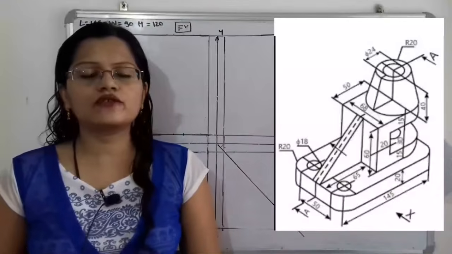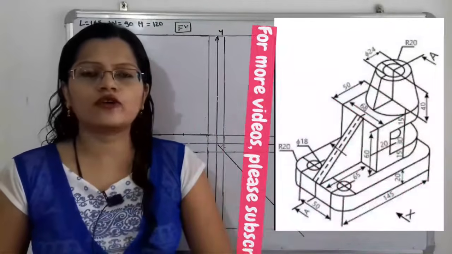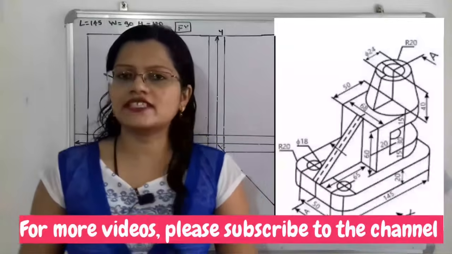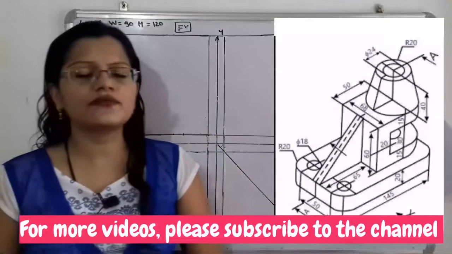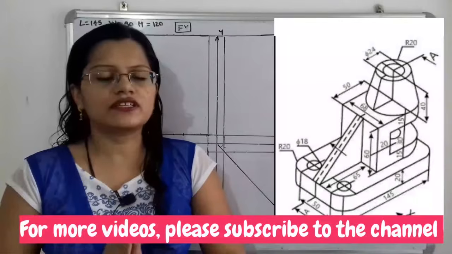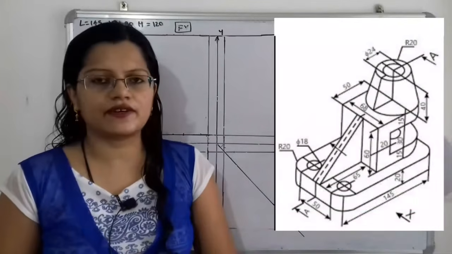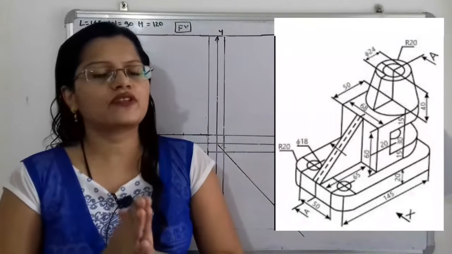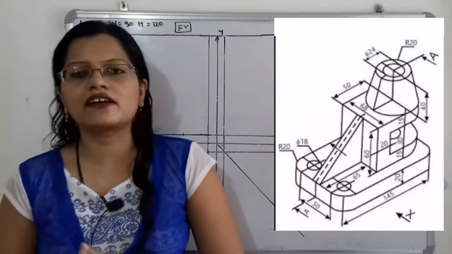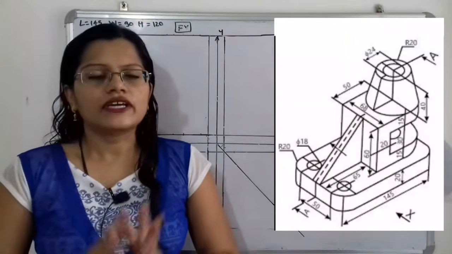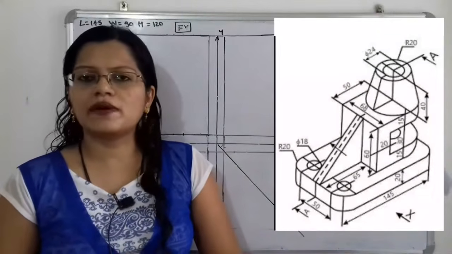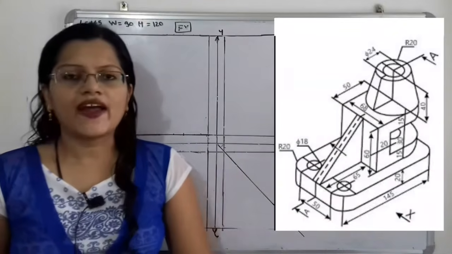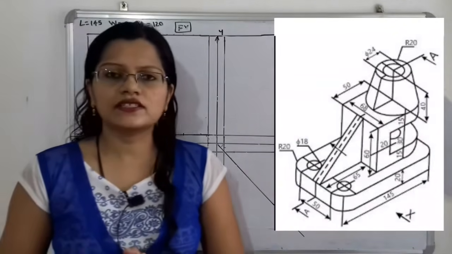Today we are going to solve a problem on orthographic projection. So let us first understand what this orthographic projection is. In the question, a three-dimensional object is given and we are going to draw the orthographic projection by the first angle projection method. In this method, the front view is considered as the principal view, and then there is the top view and side view.